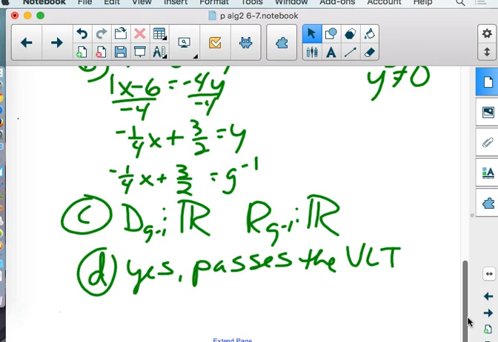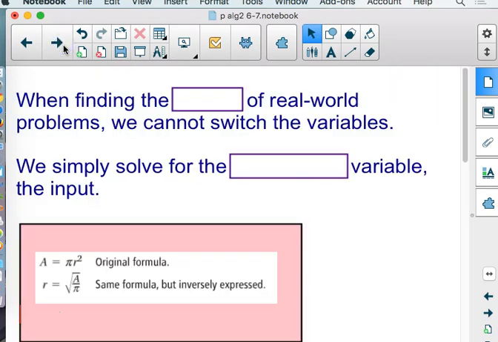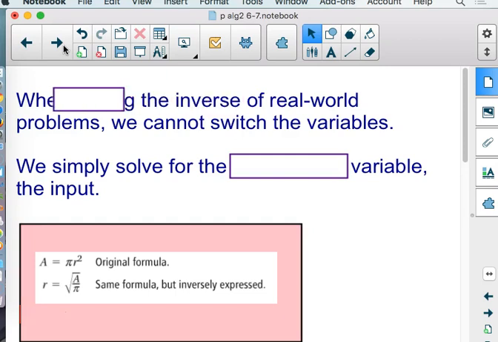And now, there always seems to be an exception. The rules to finding an inverse: Step 1, switch the x and the y. Step 2, solve for y. However, you can't do that in word problems, because in word problems, the variables stand for something.